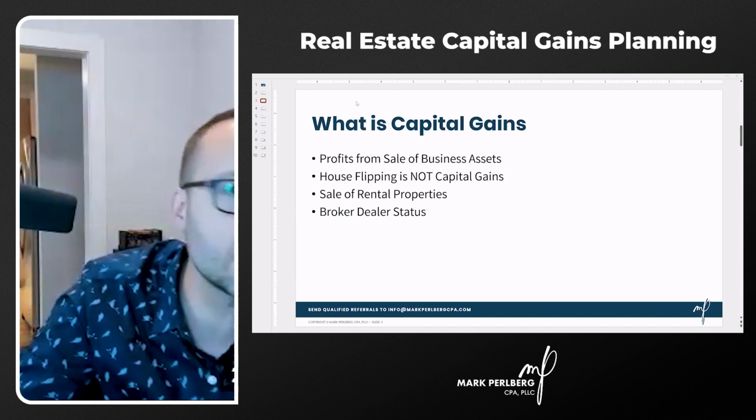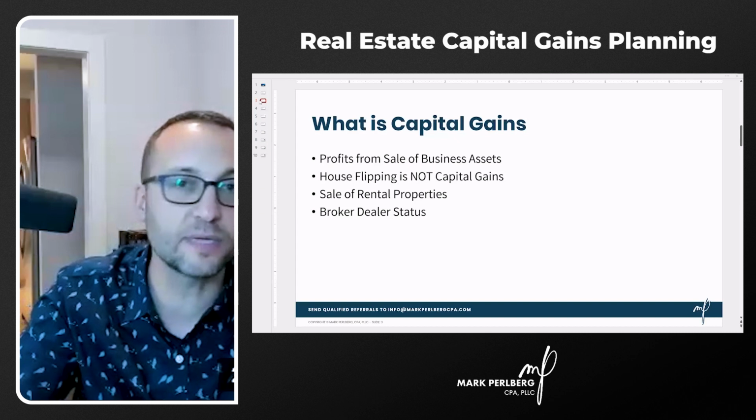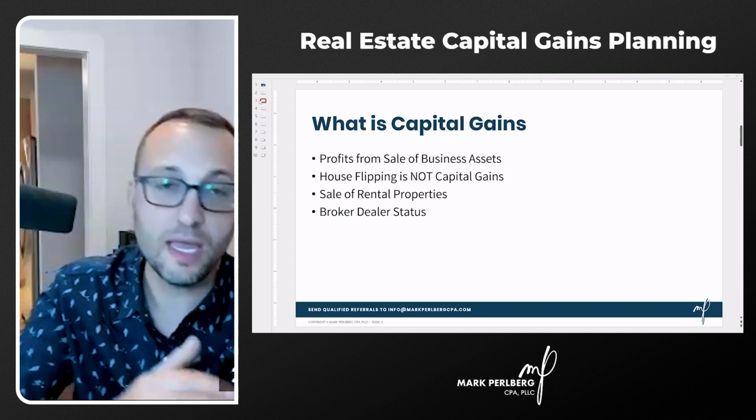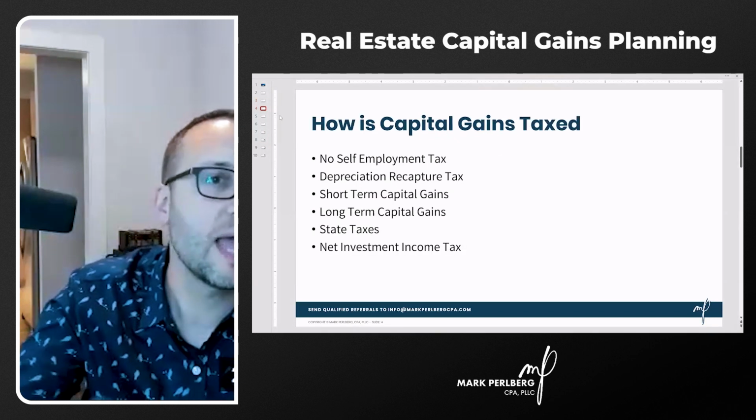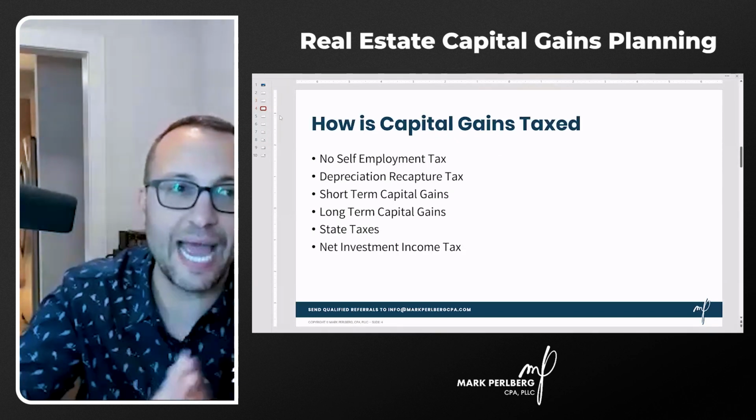All right, so now that we have a clear understanding of what capital gains is for real estate and what our topic of discussion is, let's dive a little deeper into how capital gains is taxed.